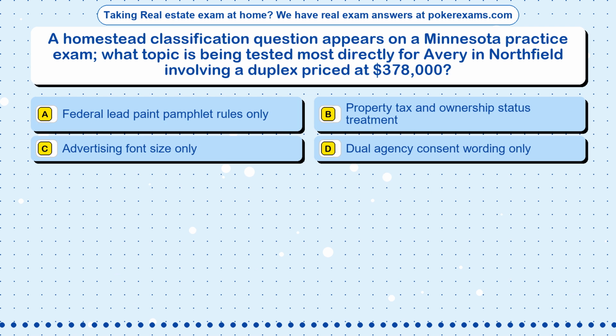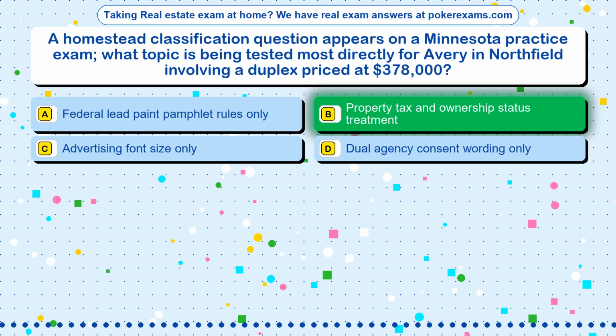Question 26. A homestead classification question appears on a Minnesota practice exam. What topic is being tested most directly for Avery in Northfield involving a duplex priced at $378,000? Option A. Federal lead paint pamphlet rules only. Option B. Property tax and ownership status treatment. Option C. Advertising font size only. Option D. Dual agency consent wording only.